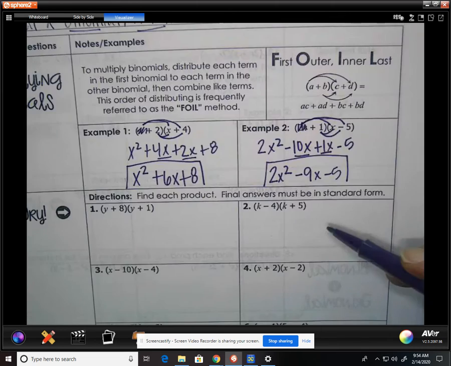Okay, so now where it says you try, we're going to do the evens together, and then I'm going to have you completely try the odds on your own. Some of y'all are going to breeze through this. Some of y'all may need to stay with me the whole time.